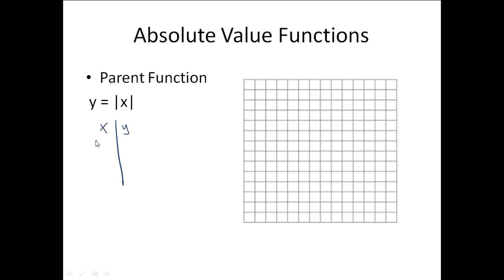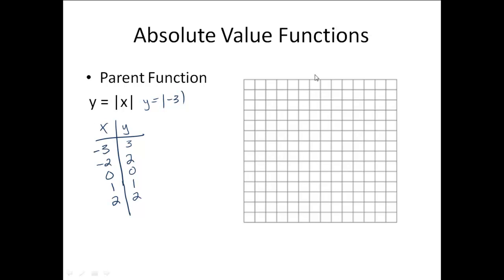I'm going to do my XY chart, and I'm going to pick some values for x. I'm going to do -3, -2, 0, 1, and 2. Now when I plug each one of these in for x, if I take the absolute value of -3, I'm going to get back a 3. If I plug in -2, I'm going to get back a 2. If I plug in a 0, I'm going to get 0. If I plug in a 1, I'm going to get 1. And if I plug in a 2, I'm going to get another 2.